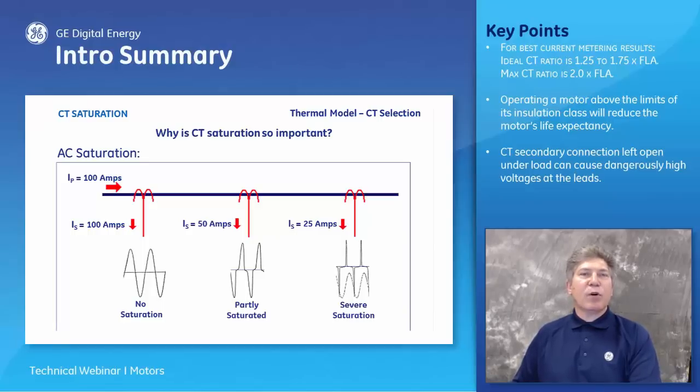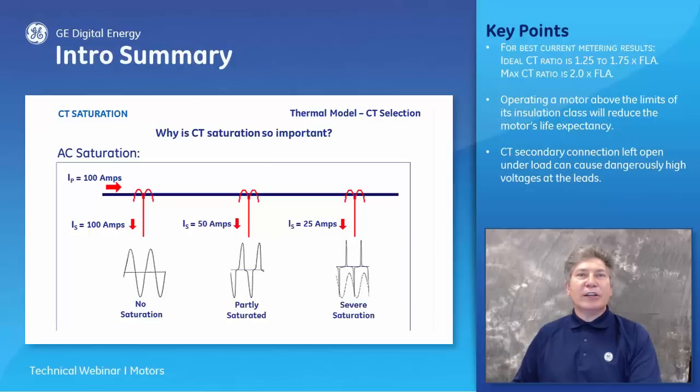If the CT is partially saturated, the relay would read slightly less current. If the CT is severely saturated, the relay would read much less current than if the CT had not saturated. If the CT were to saturate during an overload condition, it would appear as if the motor went into an undercurrent condition instead of an overload condition.